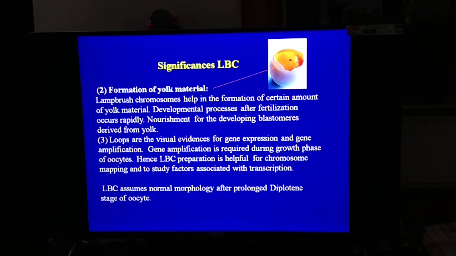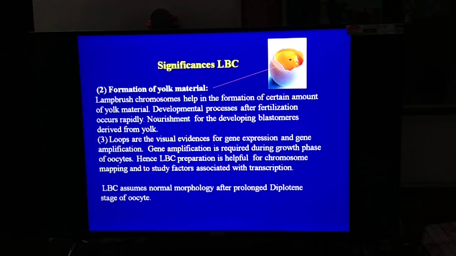Another important significance of Lampbrush chromosome is that these are the visual evidences for gene expression and gene amplification. Gene amplification is required during growth phase of oocytes. Hence, Lampbrush chromosome preparation is very helpful for chromosome mapping and to study the factors associated with the transcription processes. This Lampbrush chromosome formation assumes normal morphology after prolonged diplotene stage of oocytes. Thanks for watching.